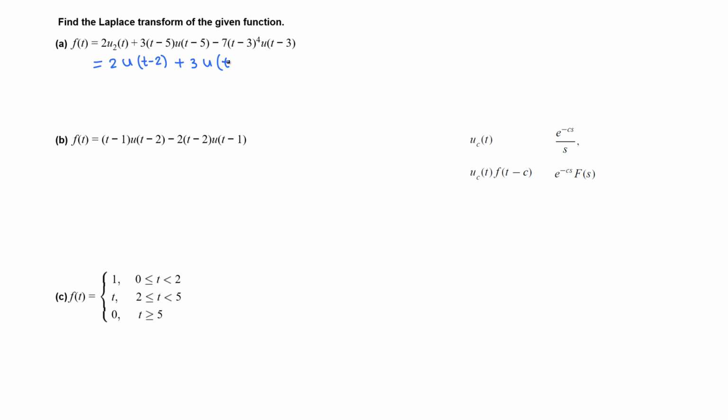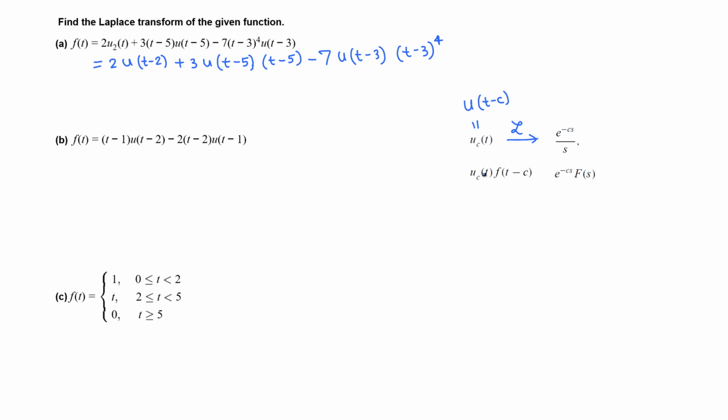u(t minus 5) times the function, which is also t minus 5, minus 7. Let me write the unit step function first, u(t minus 3), times (t minus 3) to the 4th. And we know that the Laplace of u(t minus c) is given by e to the negative cs over s.